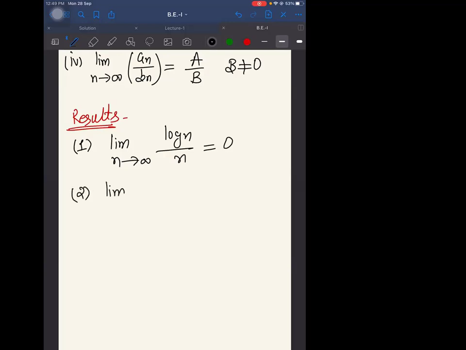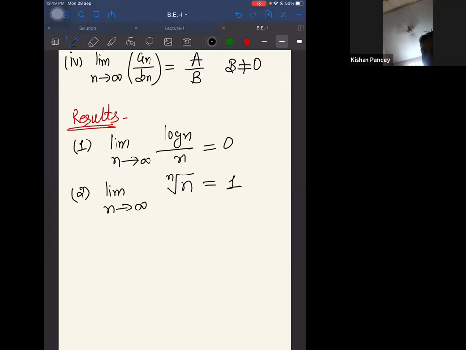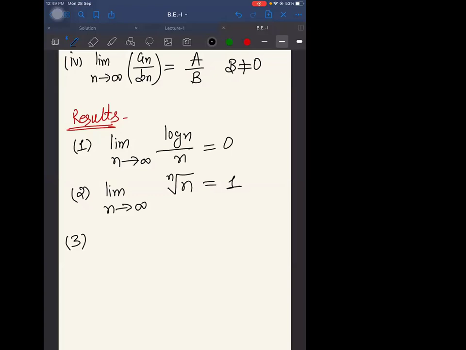And next, limit n tends to infinity n raised to power 1 by n. I'll give you a few hints. It is of the form infinity to the power 0, and you can do that by assuming this to be x and then taking log. Probably you have already done it in some class. Okay, so limit n tends to infinity x raised to power 1 by n is also 1, considering x to be greater than 0.